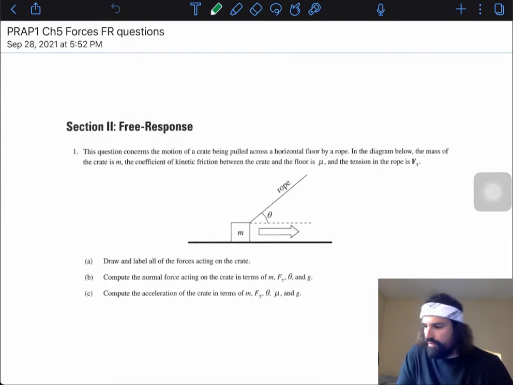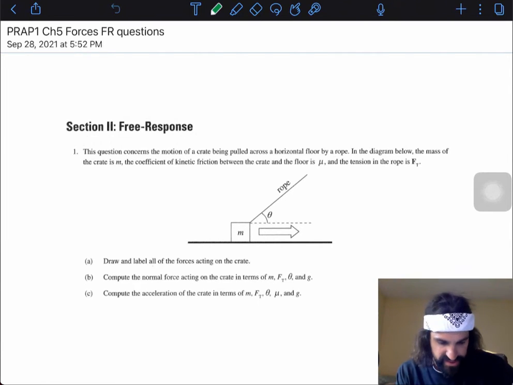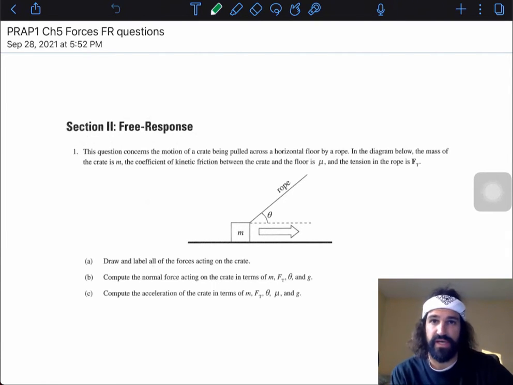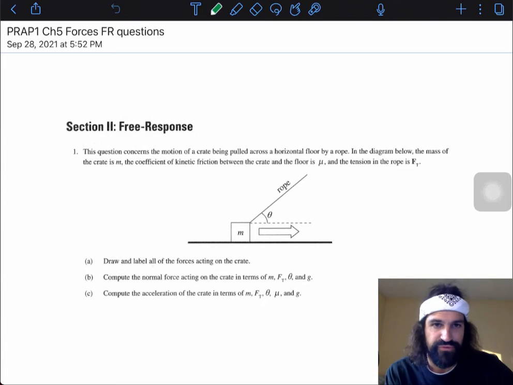Okay, so now we're going to work through the free response questions. I'm just going to walk you through my process. And if you have any questions, seek me out, let me know, and I'll try to clear up any confusion you might have with these.